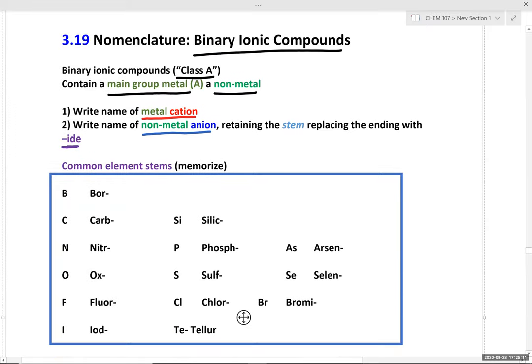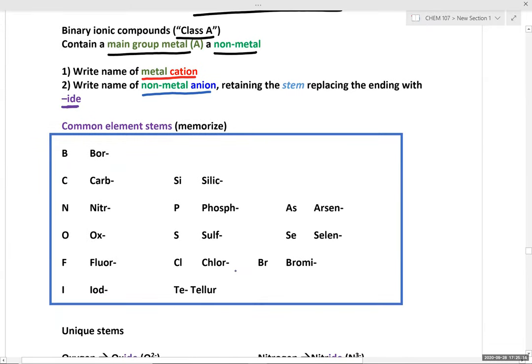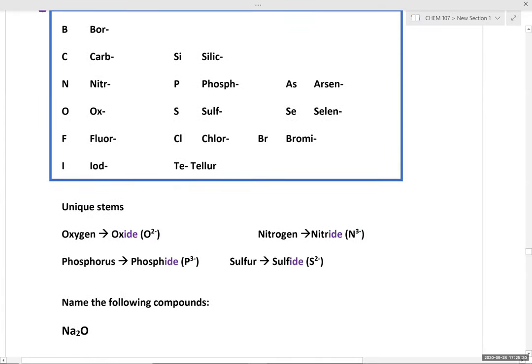Now, each element name has a common stem, and you're going to need to memorize these common stems. This is important to be able to fully name binary ionic compounds. There are a few unique stems that often catch students off guard. Oxygen converts to oxide when you're describing the anion. Phosphorus turns into phosphide. Nitrogen, nitride. Sulfur, sulfide.